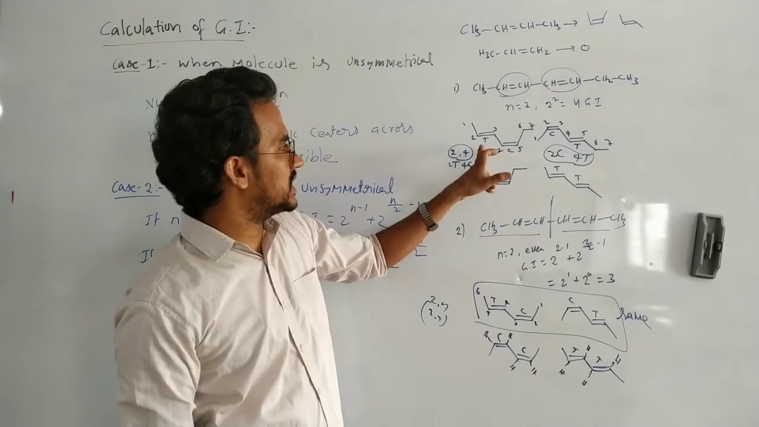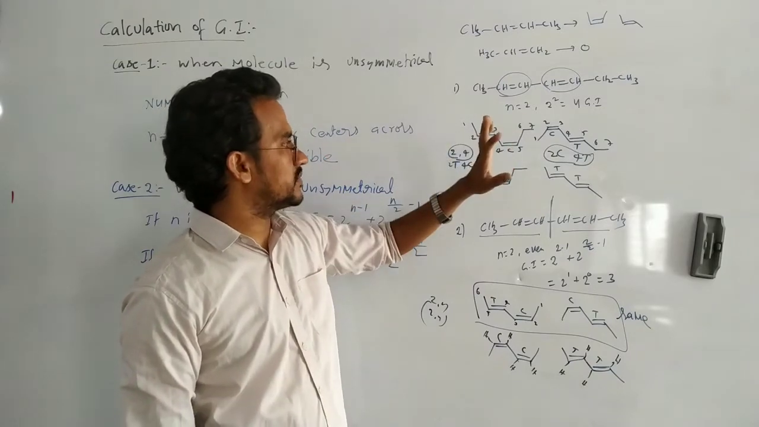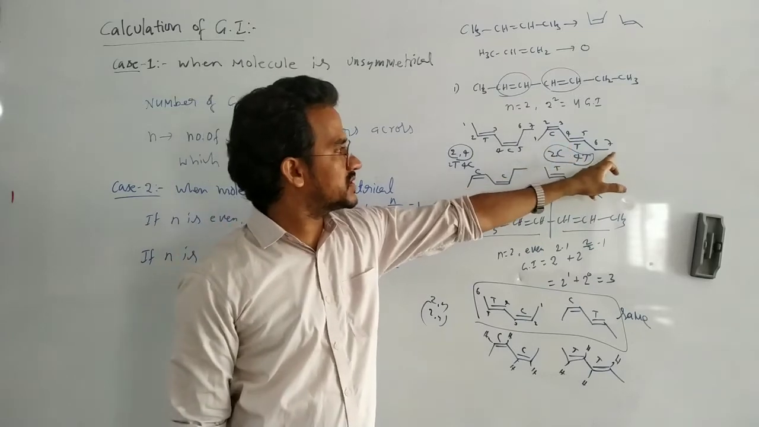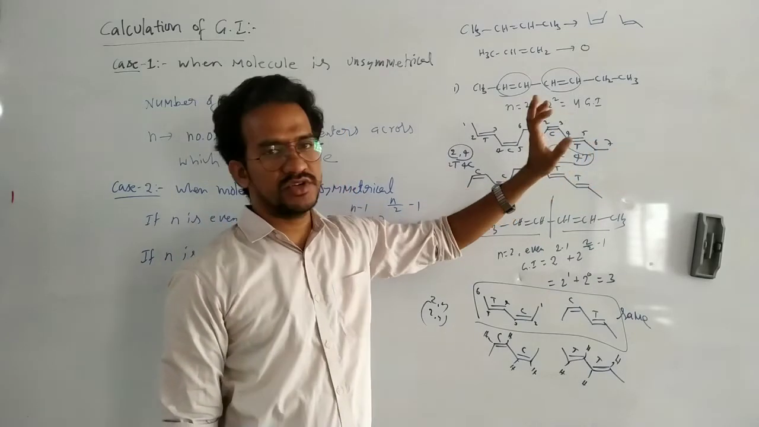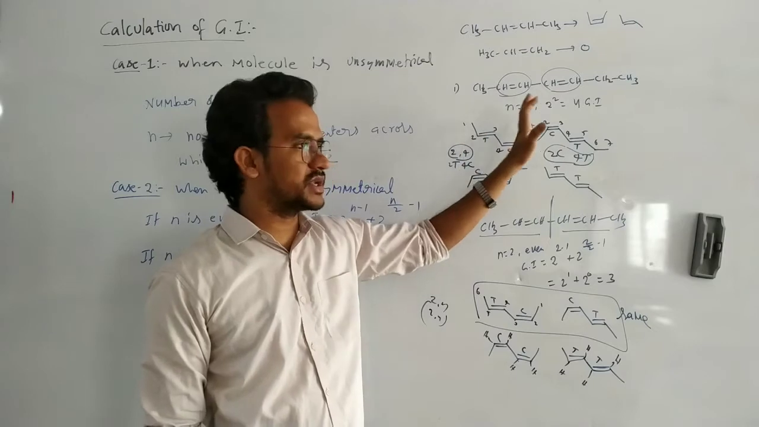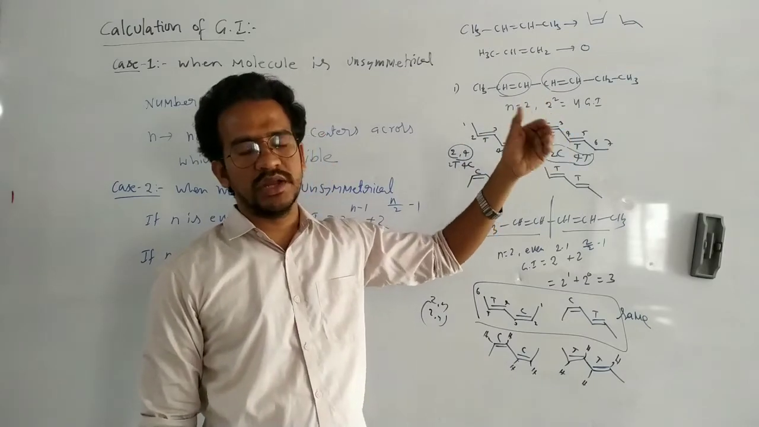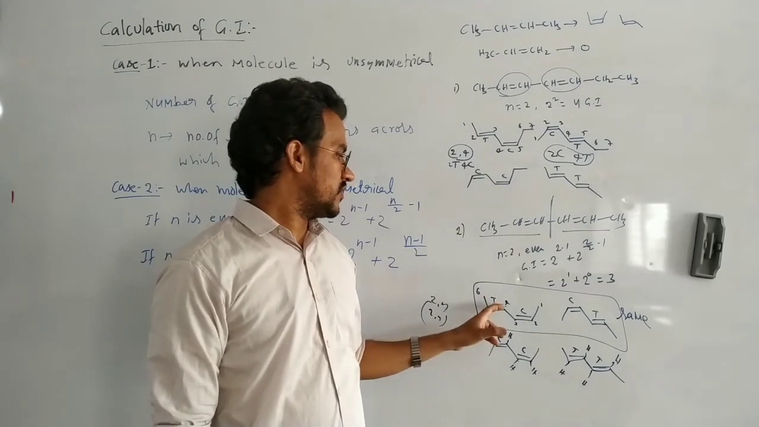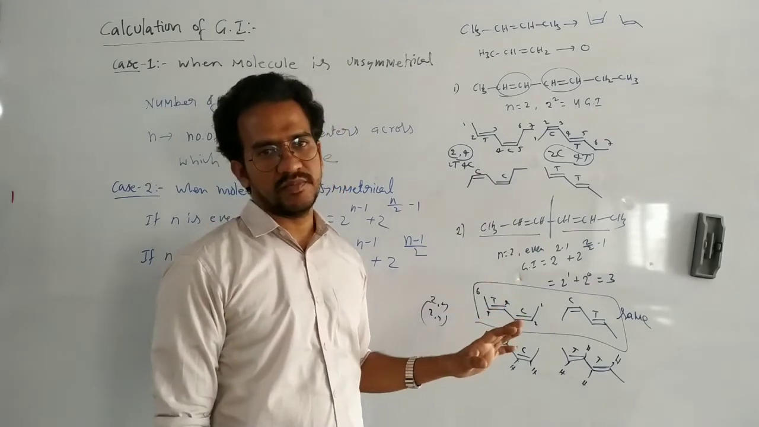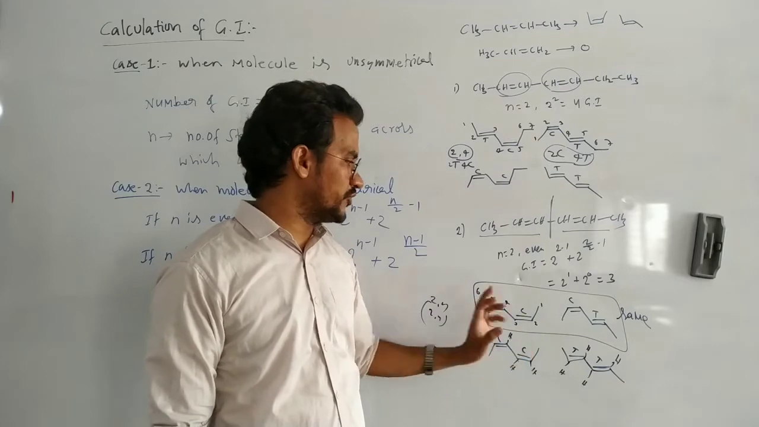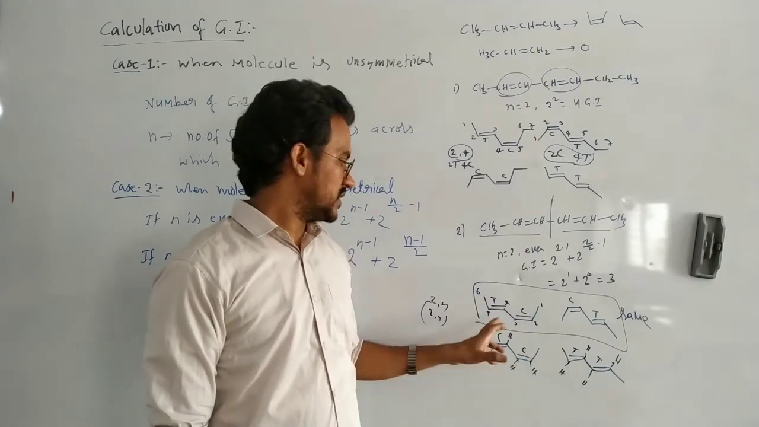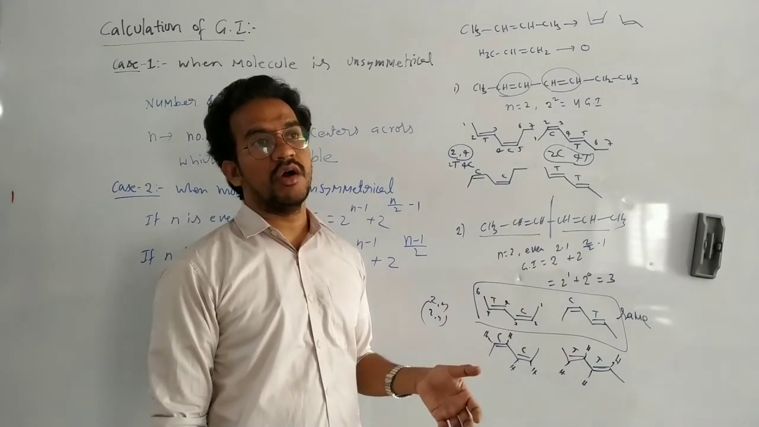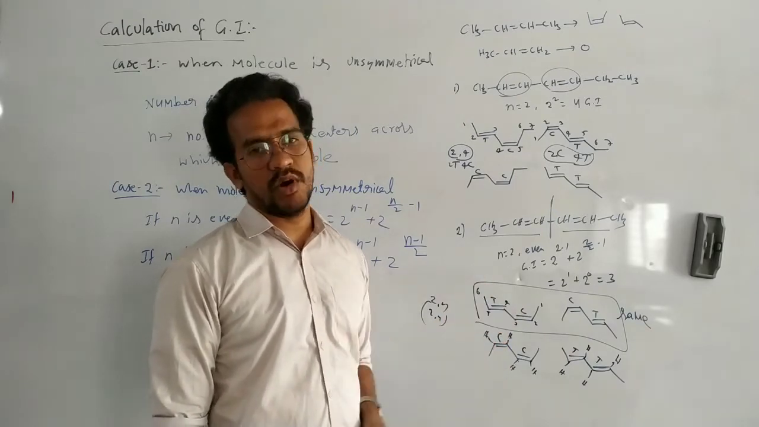But in this case, your position is different. If you start from this side 2, 4, if you start from this side 3, 4, so different numbers. So always we have to start the numbering for the double bonds in order to get the minimum number. But in this case, we can start from either side. From either side, double bond position is 2, 4. But your trans and cis configuration is different. So always we have to start from the cis double bond.